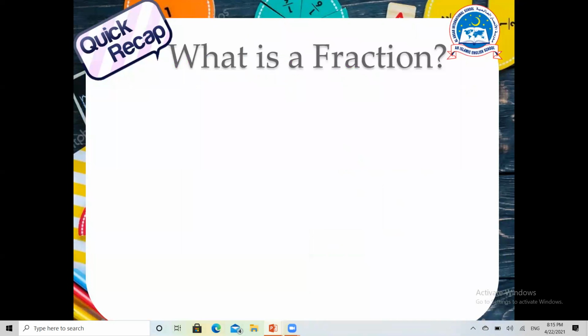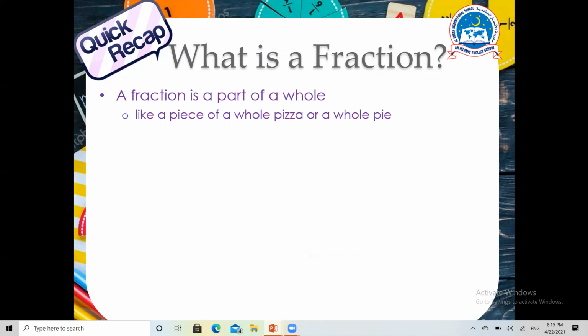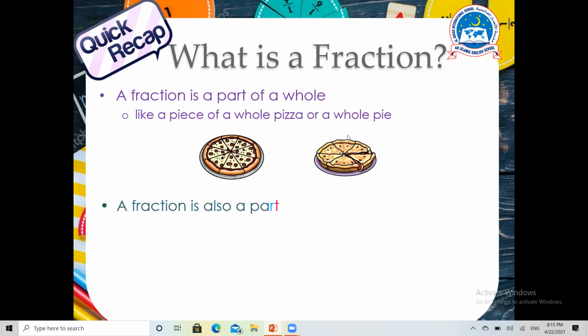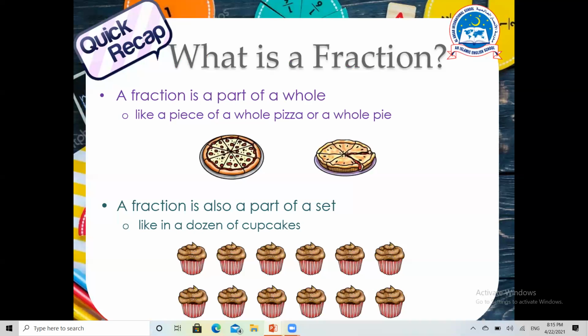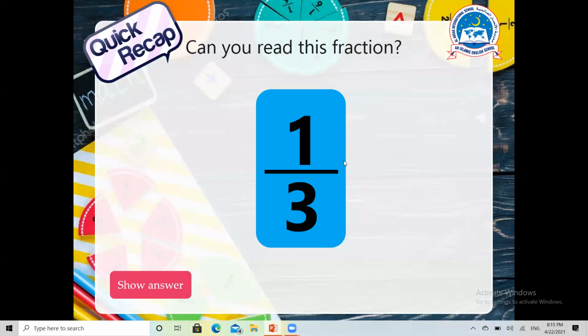What is a fraction? Let's recap. A fraction is a part of a whole, like a piece of a whole pizza or a whole pie, right? A fraction is also a part of a set, like a dozen cupcakes. Look at this fraction. Can you read it? Can you remember how we read it? Excellent, 1/3, amazing.